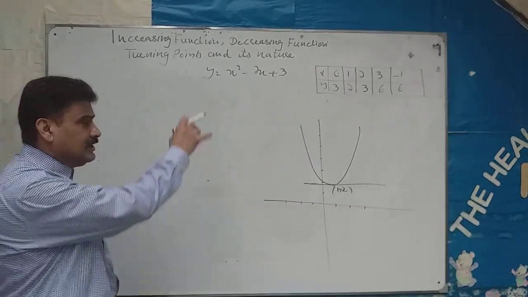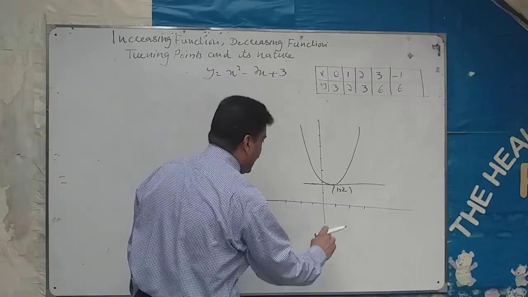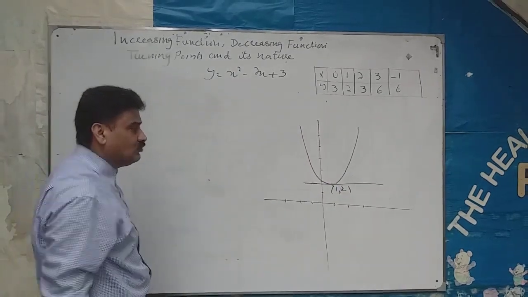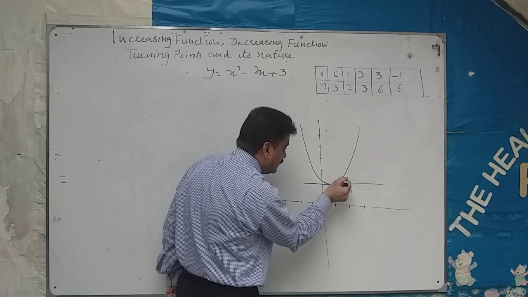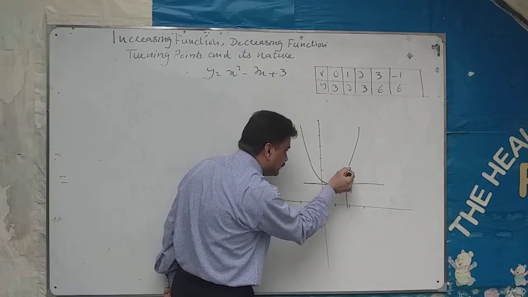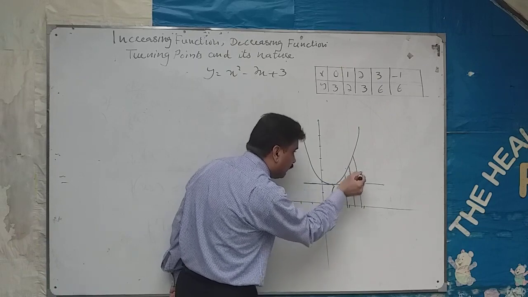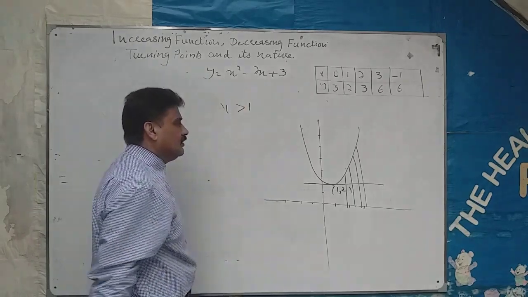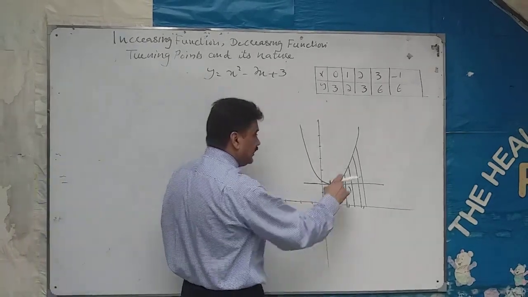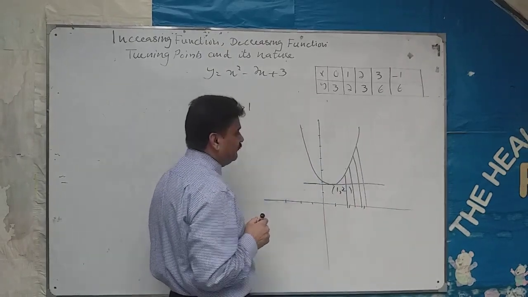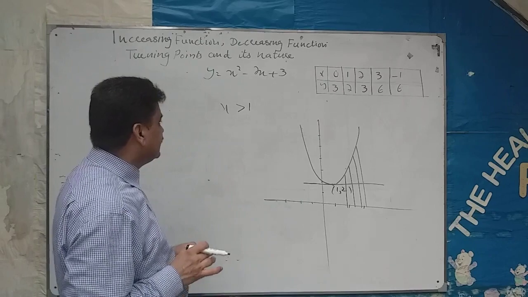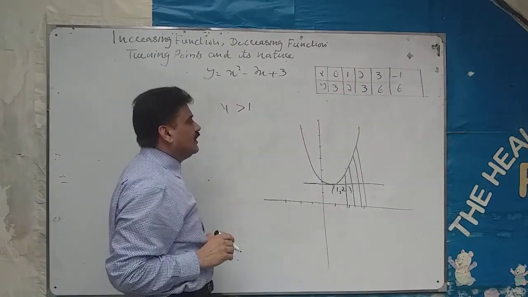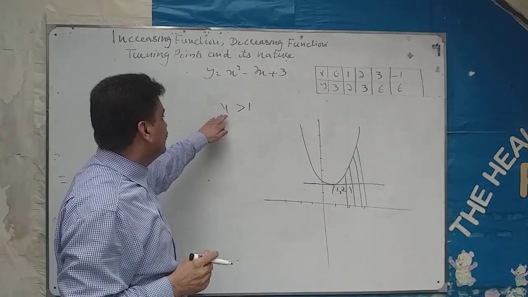Now it is clear from the figure that for each x greater than 1, the value of y continuously increases. And we can see that when we draw a tangent at each of the points for x greater than 1, its gradient will be positive. We simply can say that the function is increasing for the interval when x is greater than 1.